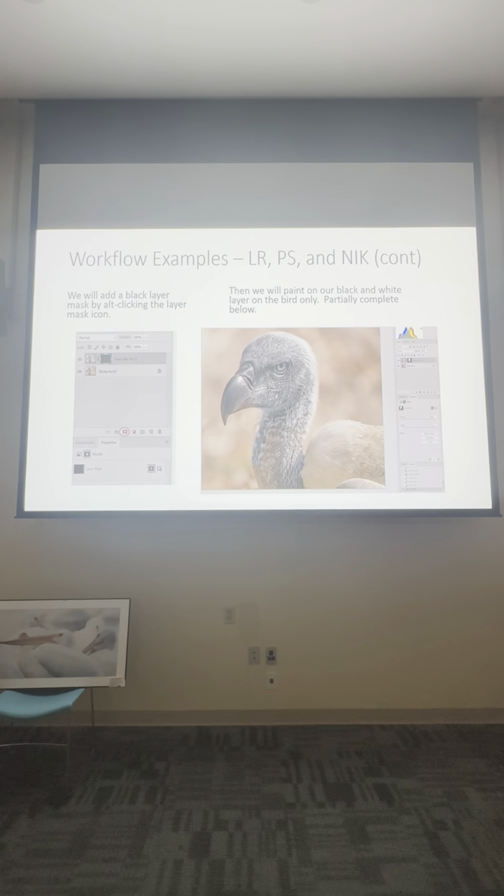From here, and you can see this over here, I'm going to create what's called a layer mask. And I'm going to create a black layer mask, and that'll make all of the Nik effect go away. Why would you do that? Because I'm going to make it all go away and then paint it in on the bird where I want it and leave the background untouched.